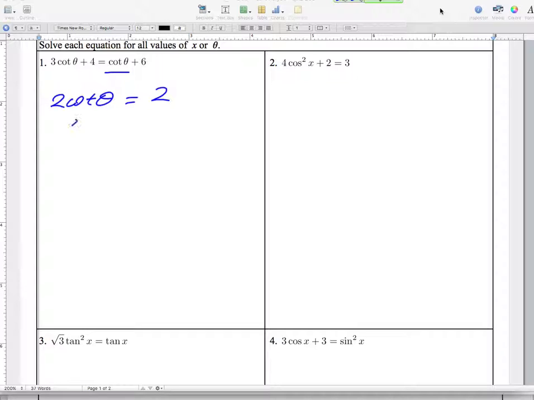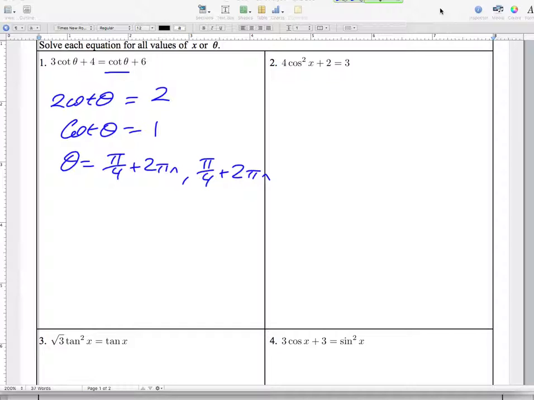Divide by 2, I get cotangent equals 1. So cotangent equals 1 is the same thing as tangent equaling 1. So here's tangent, tangent equals 1 at pi over 4. And this number is a positive 1, so I have to figure out in what 2 quadrants cotangent and tangent are positive. 1 and 3, because remember tangent and cotangent are the combination of the signs.